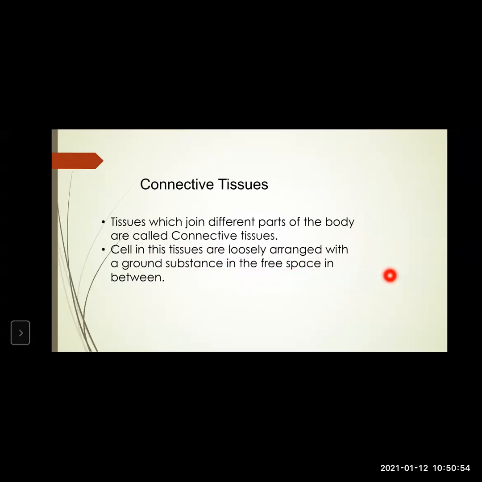There is a free space in which different types of cells are arranged. You'll get a clear idea of it as you see the further slides. Next, there is ground substance. Around the specified cells, there is a special substance which binds these cells together, which may be a solid, liquid, or even jelly-like, viscous like a jelly. And that is known as ground substance or matrix.